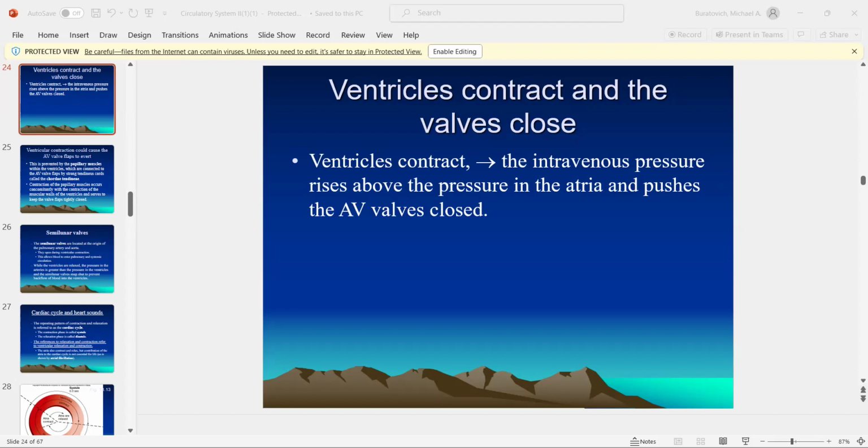You have two types of calcium channels that open: T-type channels and L-type channels. The T-type channel is also called a fast calcium channel. The L-type calcium channels are also called slow calcium channels. So they open, calcium comes in. Calcium is required for cardiomyocyte contraction, and the cells contract.